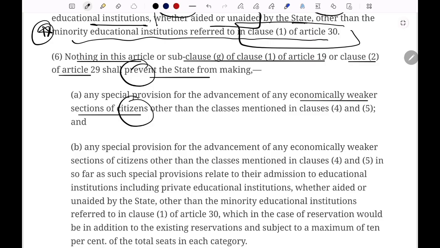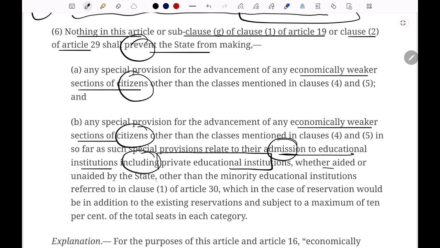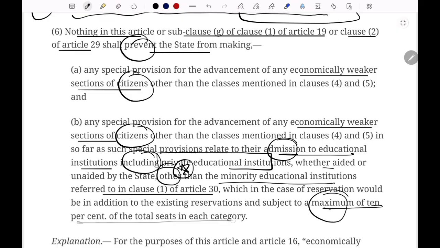and any special provision for the advancement of EWS citizen other than the mentioned in the 4 and 5, insofar as such special provision related to the admission to the education institution, included what? Private education institution, whether aided or unaided by the state, other than the minority education institution referred in the clause 1 of the article 15, which in the case of reservation would be added to the existing reservation and subjected to the maximum 10 of the total seat in each category.